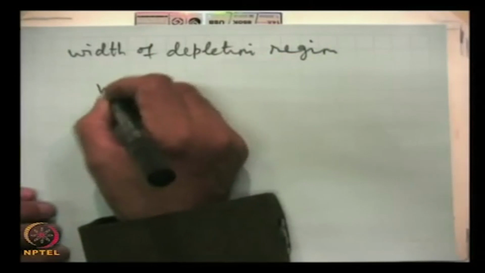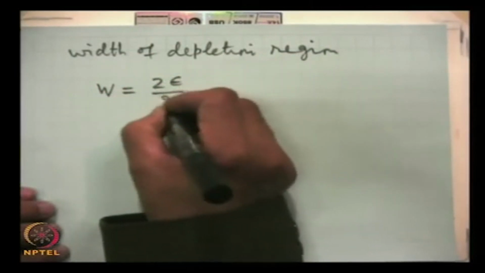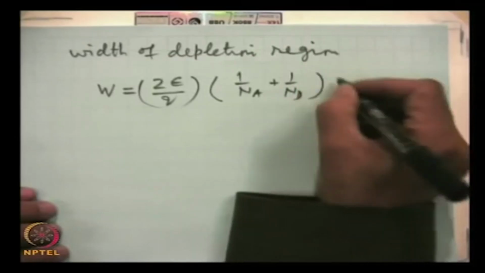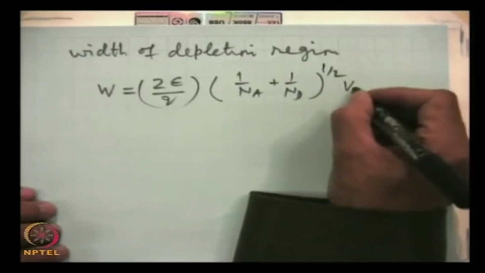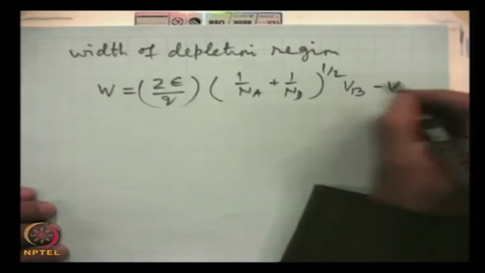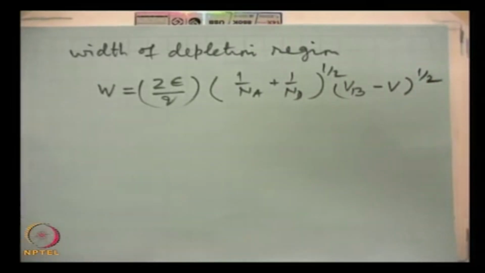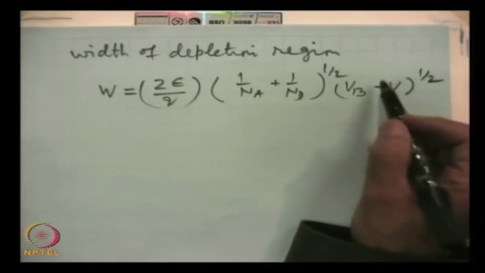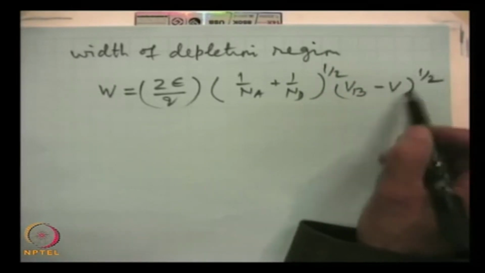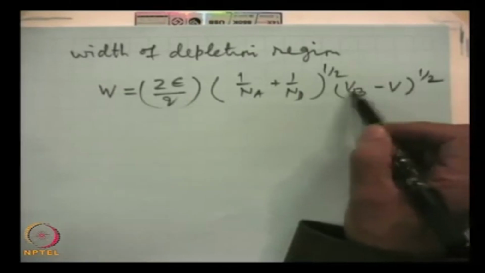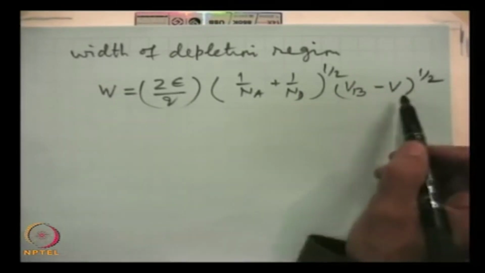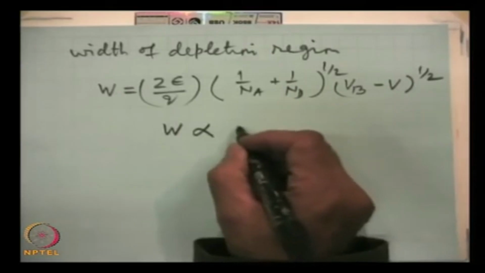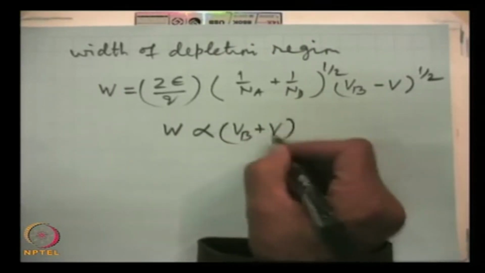The relation is this, and we have to substitute the voltage with proper sign. When the voltage is negative, this sign becomes plus, and hence W, the depletion width, gets proportional to the applied voltage in the reverse bias.